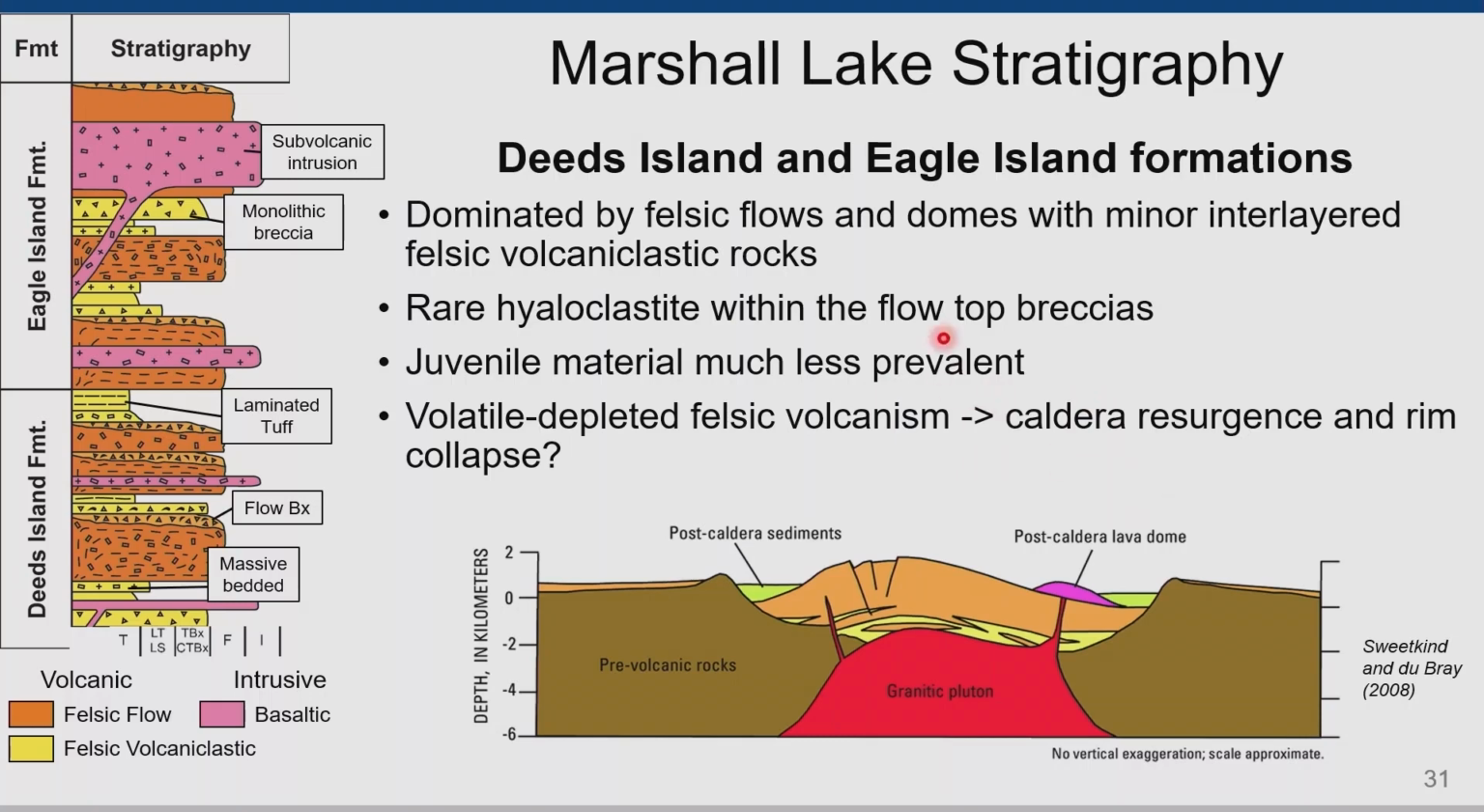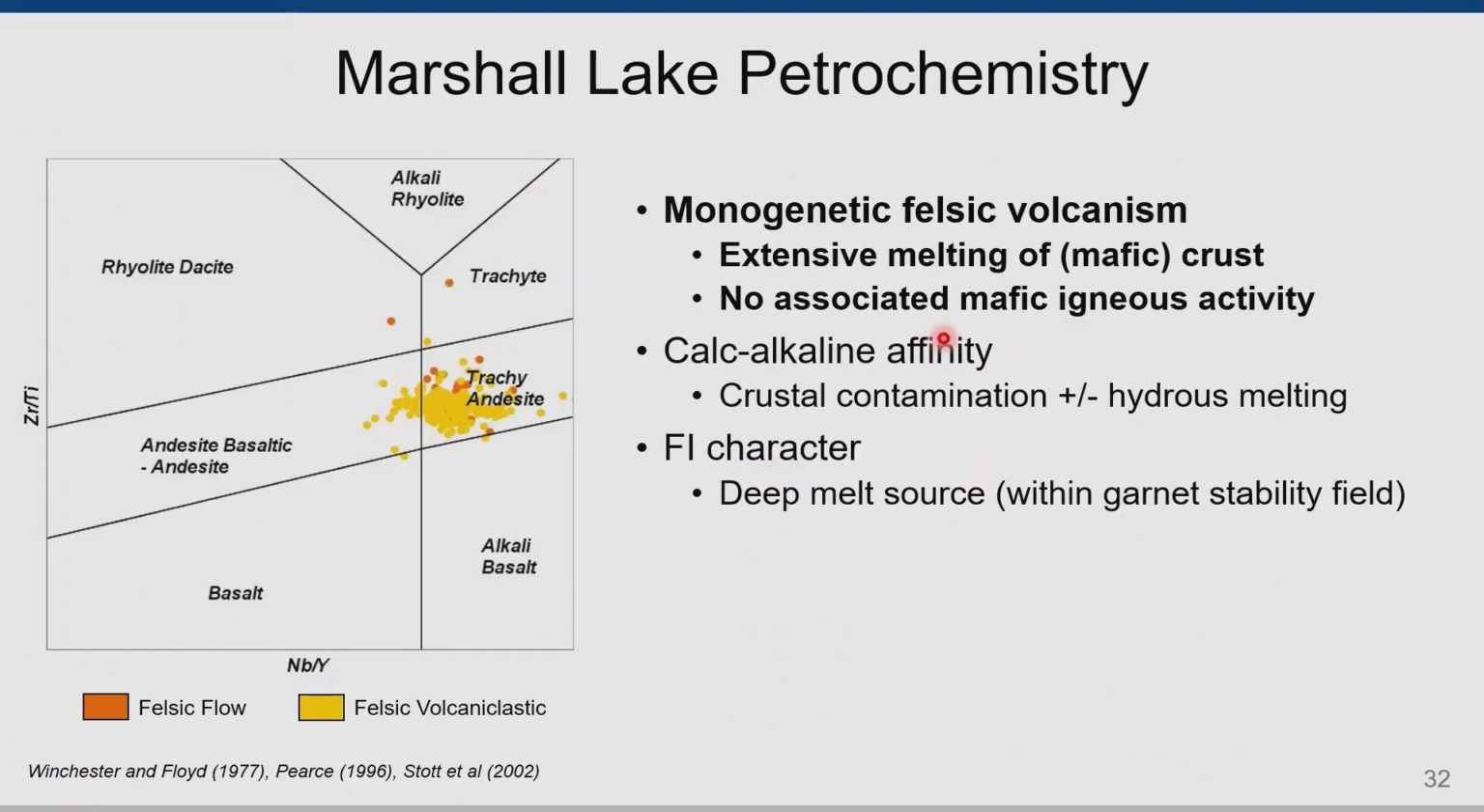So looking at the petrochemistry, this is very interesting. I meant to change this to unimodal, just to ruffle some feathers, but essentially what we have here is unimodal felsic volcanism. This is a similar plot, a Pearce plot here, and we can see that we just have one cluster of samples here, all within essentially one area. No associated mafic igneous activity, with the exception of a few dikes that appear to be late.